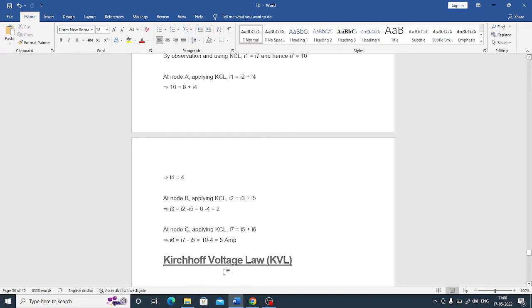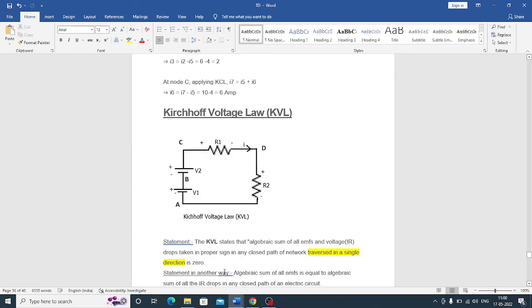Now next, Kirchhoff's voltage law. See, Kirchhoff's current law is for current. Kirchhoff's voltage law is for voltage and IR drops. Voltage means V and IR. So it states that the algebraic sum of all the EMFs and IR drops taken in proper sign in any closed path is 0. When you say current, Kirchhoff's current law, you say junction. When you say voltage law, you say loop, in a closed path.